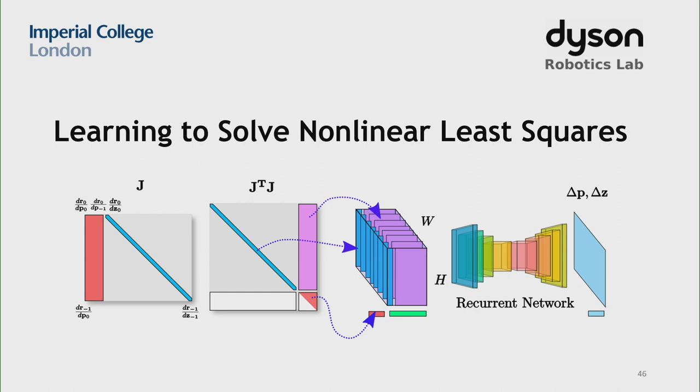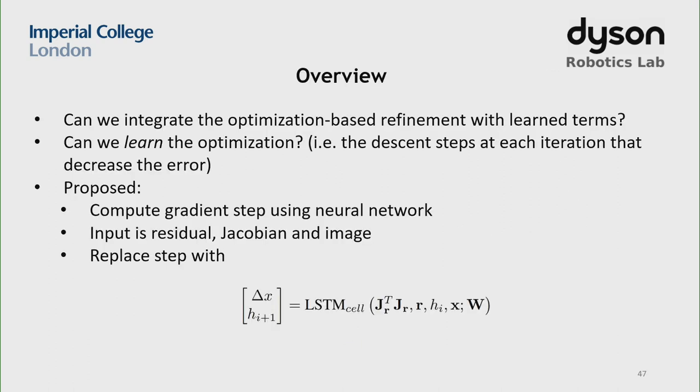Okay, so now that we've looked at how we can use neural networks to learn a representation which we can use for an optimization, I'm going to move on to how we can use recurrent networks to do the optimization process itself. Or how can we combine an optimization process with recurrent networks? As I mentioned, the goal here is, can we integrate the optimization-based refinement with the learned terms of an RNN? And can we learn the descent steps to make them more efficient than a traditional optimization approach?